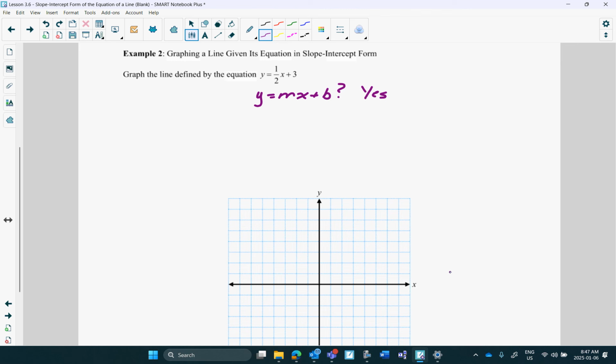If it's in that form, b is going to be the y-intercept, which is going to be what number? m is going to be the slope, which is going to be which number in the equation? What number? Where's m? Yes, 1/2.